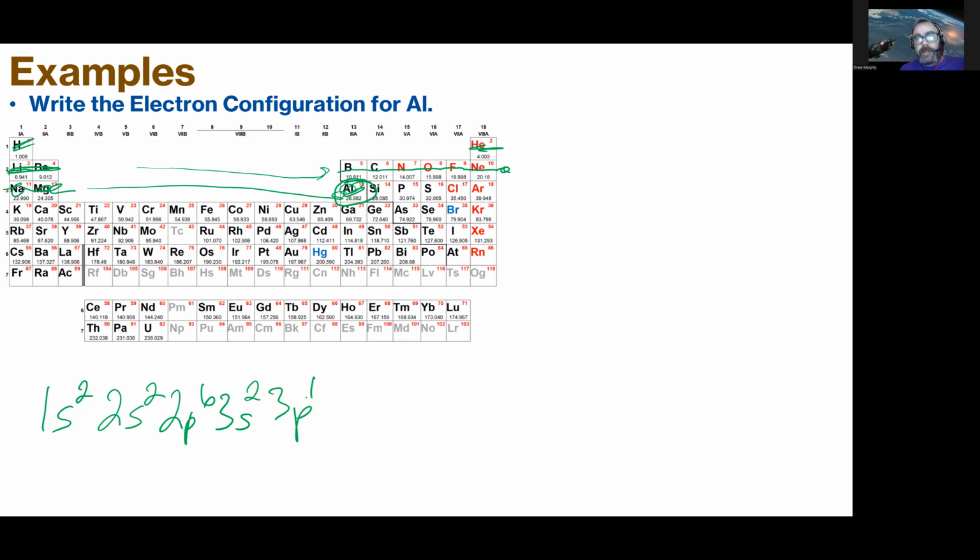Not too terrible. You don't have to put commas or spaces in there. I mean, you can put a space if you want to. I just string them all together. But you want to make sure that the number of electrons is a subscript, and you're using lowercase letters for subshells. All right, let's work another one.